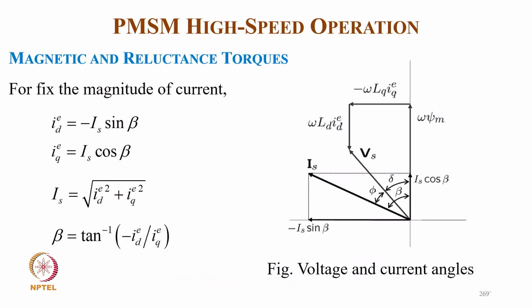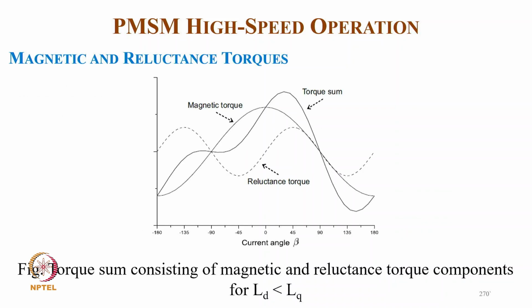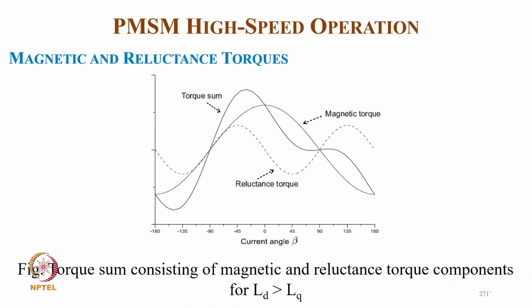So coming to magnetic and reluctance torque, ID equal to minus IS sin beta, IQ equal to IS cos beta, and IS equal to square root of ID square plus IQ square. So beta is tan inverse of minus ID upon IQ. And typically you can call it the reluctance torque, then the magnetic torque, and then the total sum of the two torques. So torque consists of magnetic and reluctance torque for LD less than LQ, and the torque sum considering the magnitude of reluctance torque for LD greater than LQ.